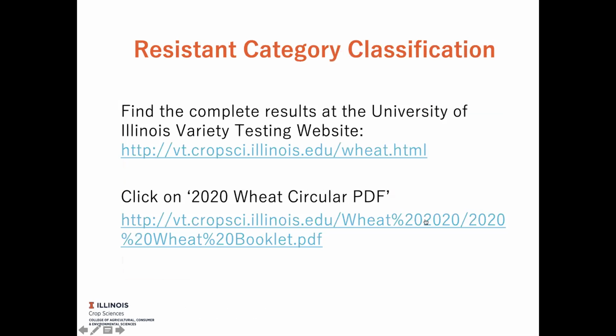You can find the complete results if you go to the University of Illinois Variety Testing website. It's available at this link here. You're going to want to click on the link that says 2020 wheat circular PDF. There you're going to find not only the scab resistance results, but also results for yield across multiple locations, so you can take that into account when selecting varieties.